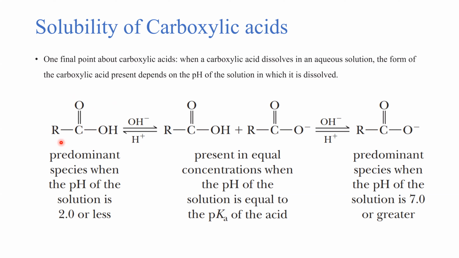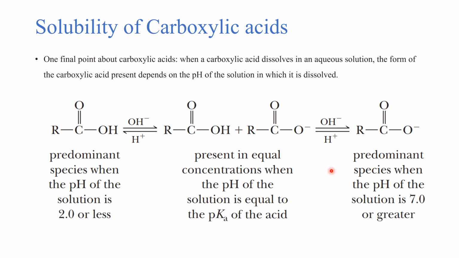When the pH, and this is an interesting point, when the pH of the solution is equal to the pKa of the acid, then that acid will exist in both forms, in equal concentration, unionized and ionized. So if this is acetic acid, and this is the acetate anion, they exist in equal concentration if we maintain the pH of the solution around 4.5 to 5, because its pKa value is 4.75.